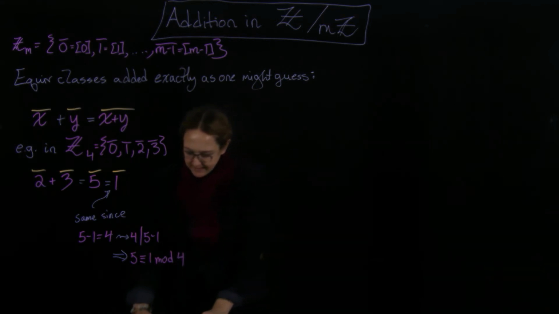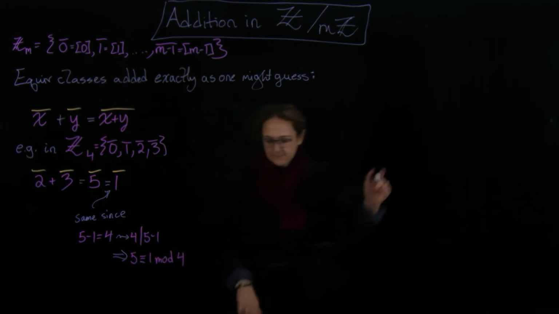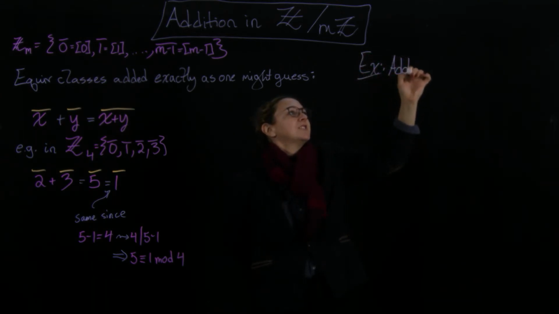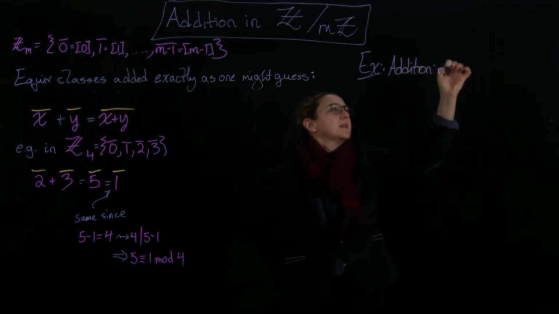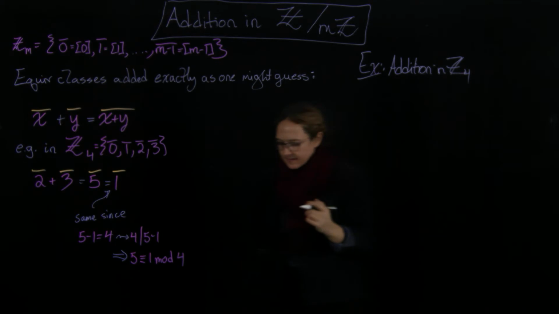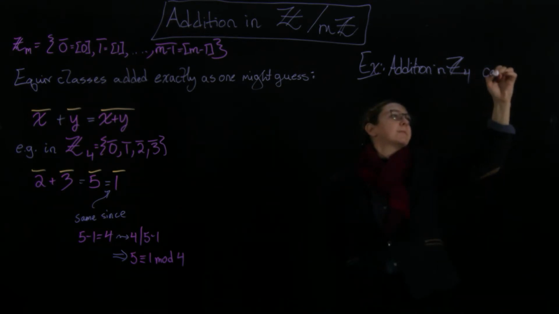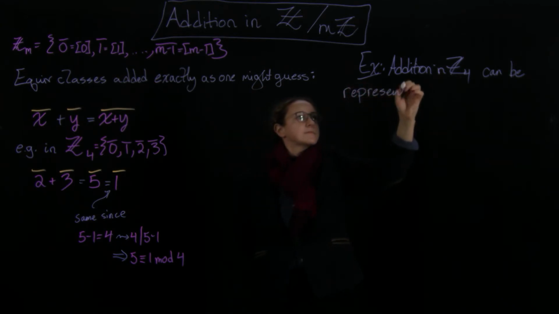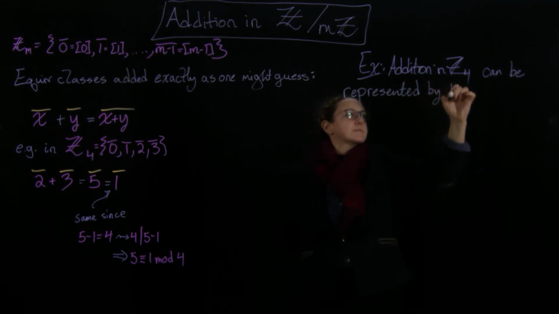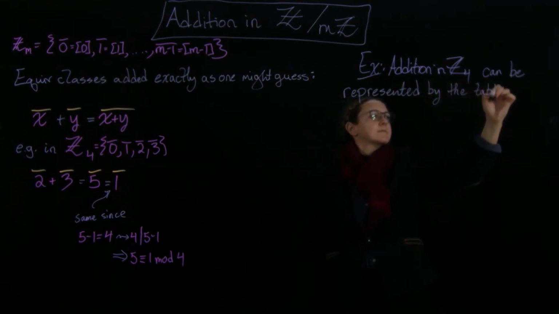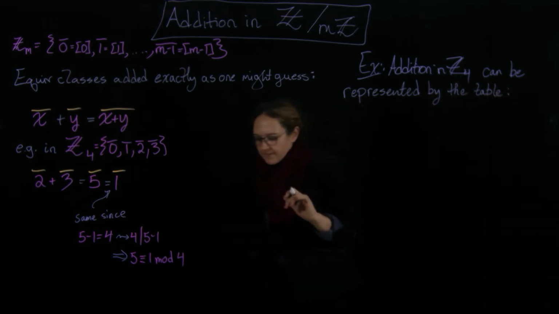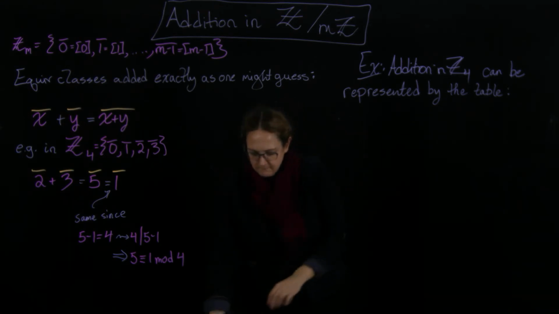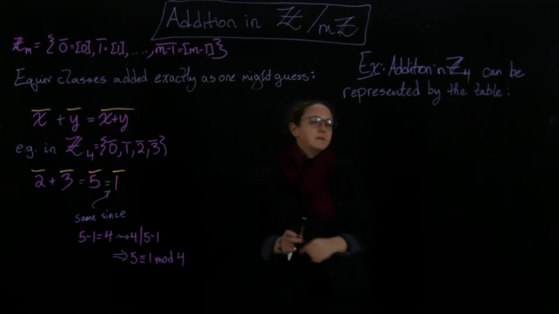So let's look at an example. Addition in Z_4 can be represented by the table. Where I'm going to have, let's just do the table.